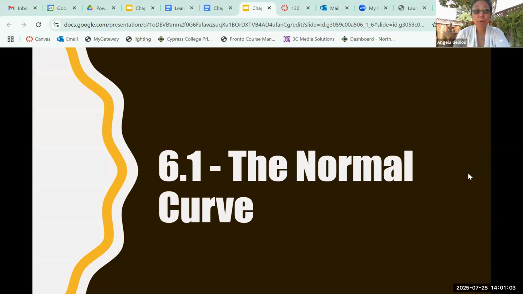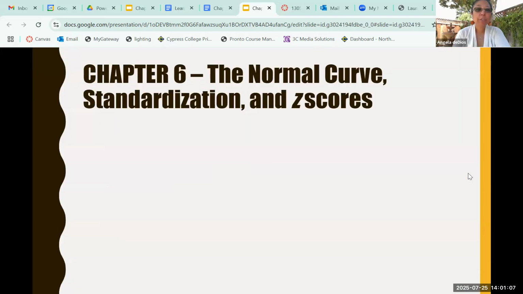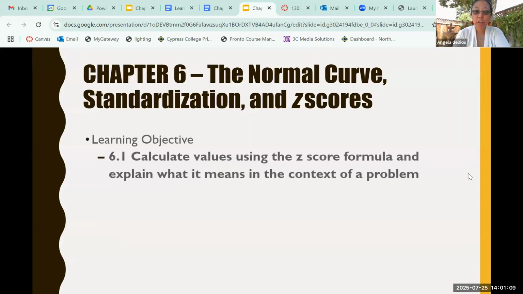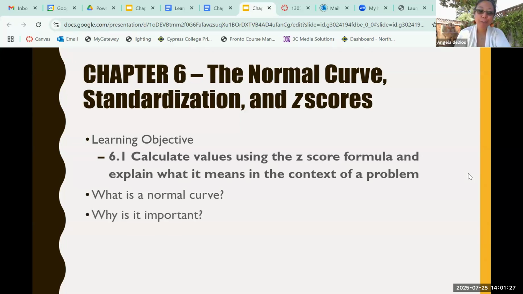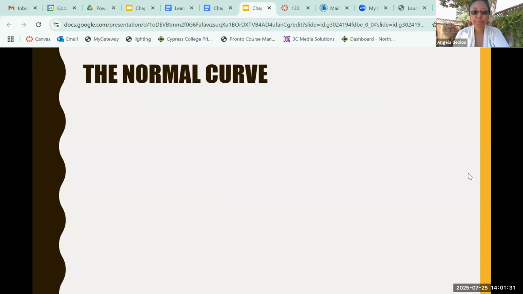Now, I know we talked about the normal curve back in Chapter 2, but we're going to go into more detail here. So the main learning objective that we'll be targeting in this section is to calculate values using the z-score formula, which we will actually learn in section 6.2, and explain what it means in the context of a problem. And that's what we're going to wrap our heads around in this section for today. So we'll also be answering questions of what is a normal curve, why is it important, as well as what is a z-score and what does it represent.